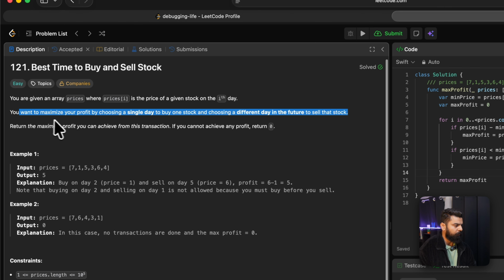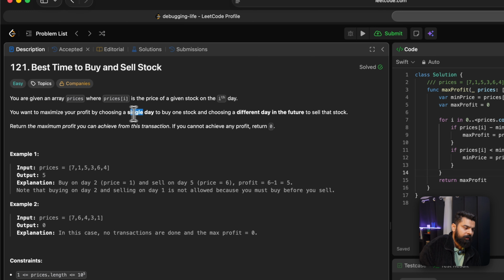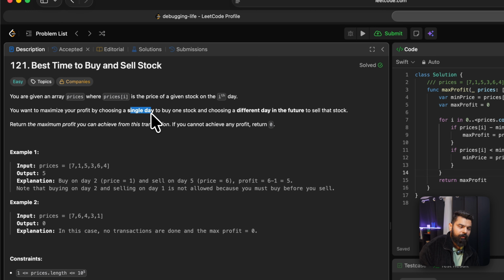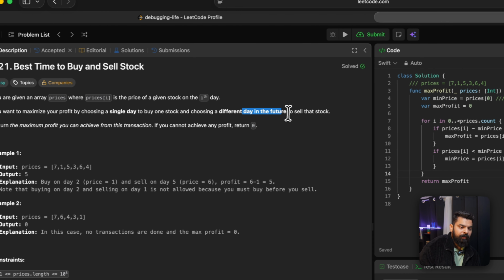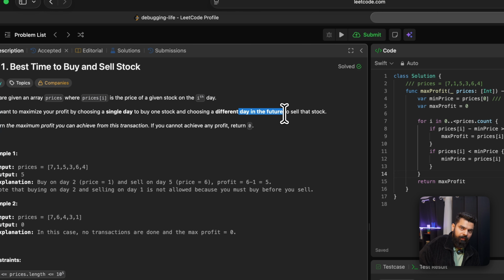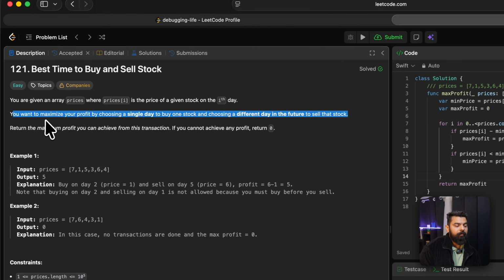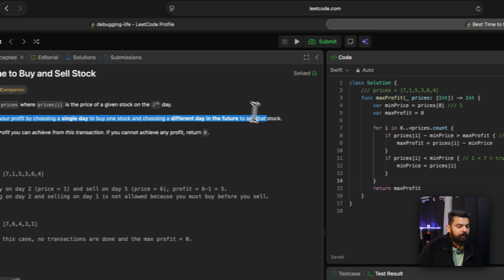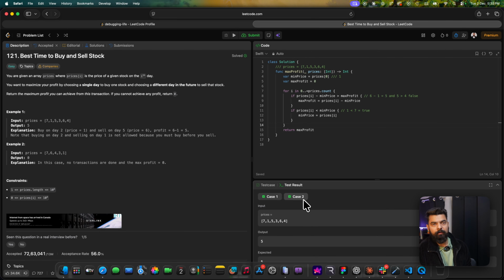They are saying you want to maximize profit by choosing a single day to buy one stock and choosing a different day in the future to sell. It means if I buy today, I cannot sell it today. I have to sell it in the future only. That's how we have to keep an eye on these kinds of checks, because many times we fail to check this and our test cases are not getting passed. So that's how it works.